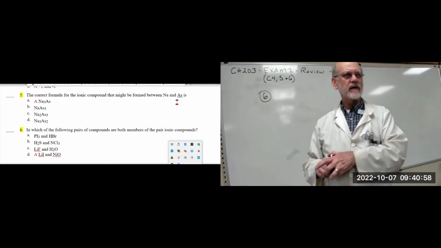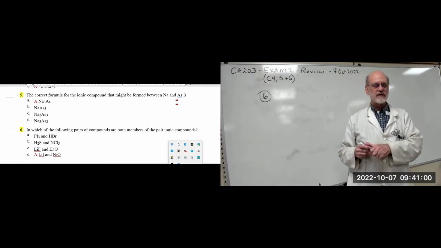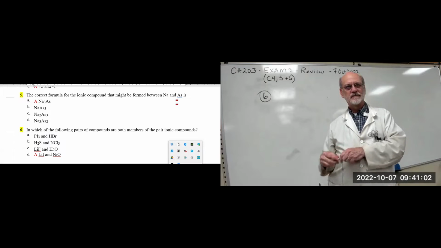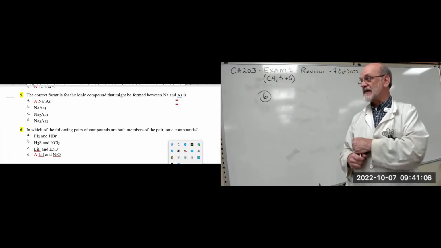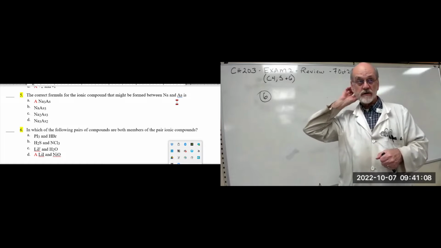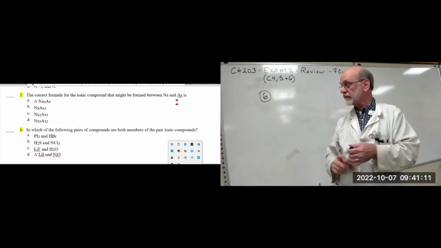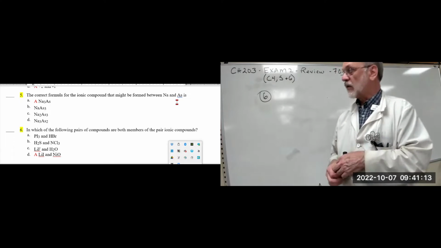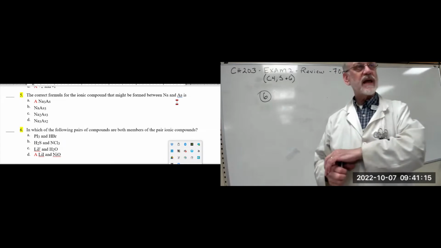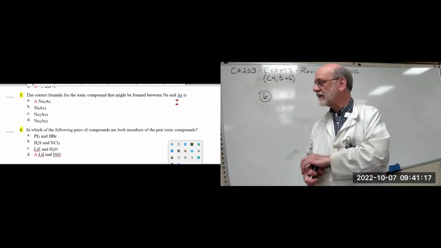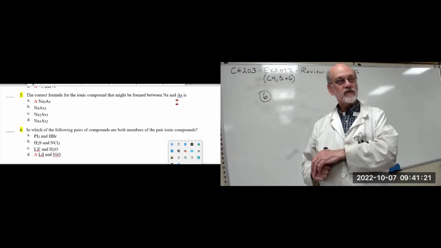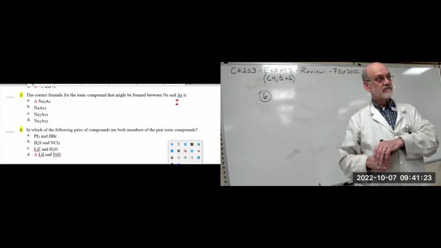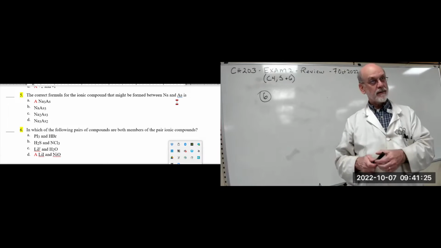Hydrogen's kind of unique, right? It's not a metal or a non-metal. So it can go both ways. But in this case, we know that water is a covalent compound. So pick the best answer. Lithium and iodine, yep, metal, non-metal. Nickel and oxygen, metal, non-metal. That's why the answer is D. Both of those are definitely ionic compounds.